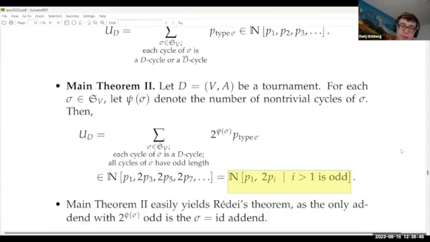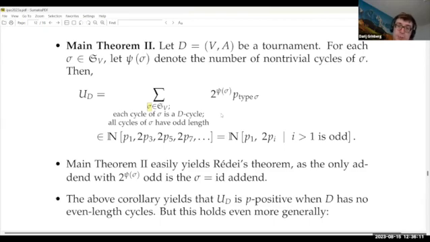And of course, you can use this to prove Redei's theorem now, because this power of 2, if you look at it modulo 2, this power disappears unless the exponent is 0. But the exponent is 0 only if sigma is the identity, so you're left with a single stupid term, p-type identity. And that is p1 to the n, which is very easy to analyze.